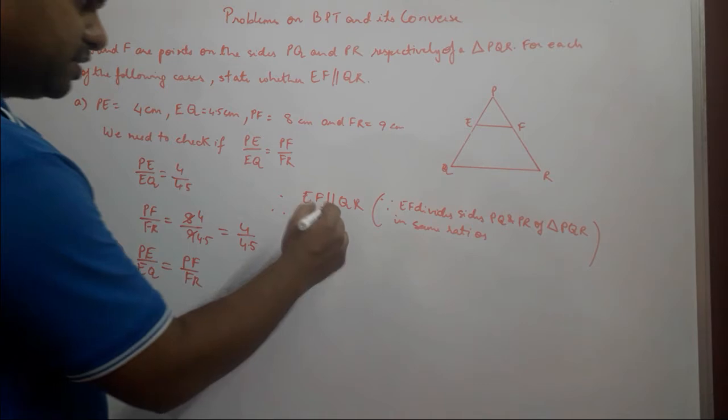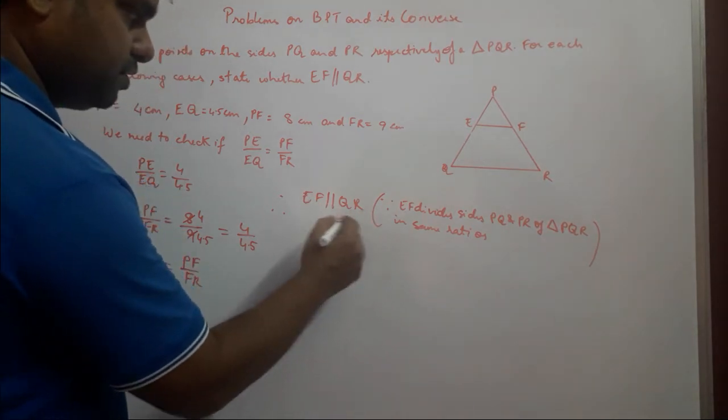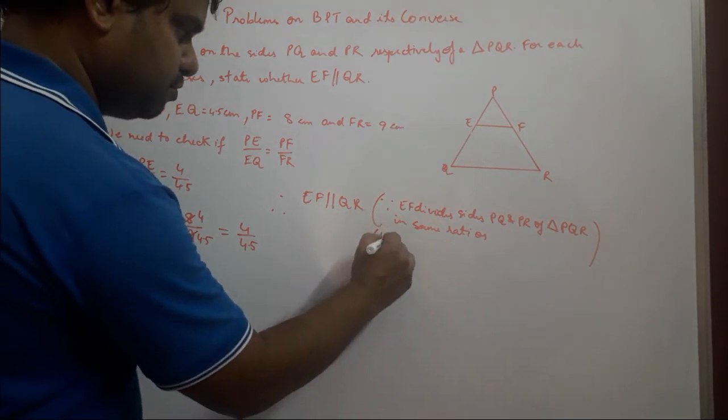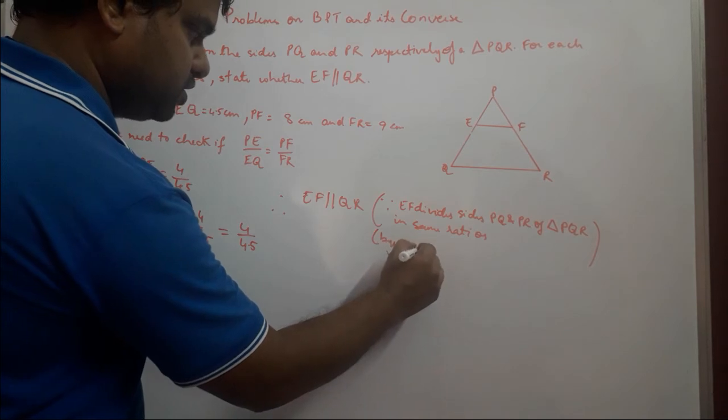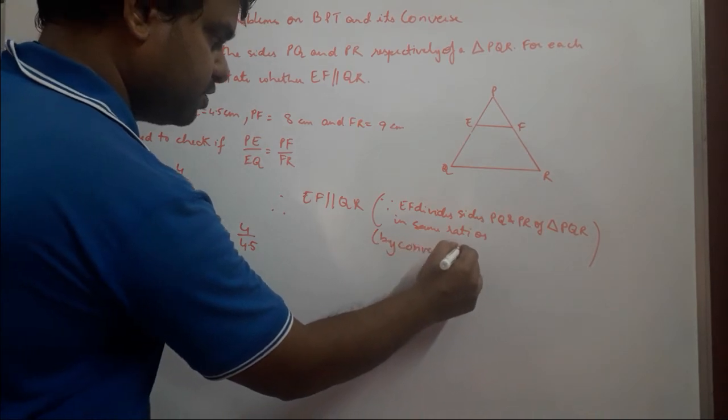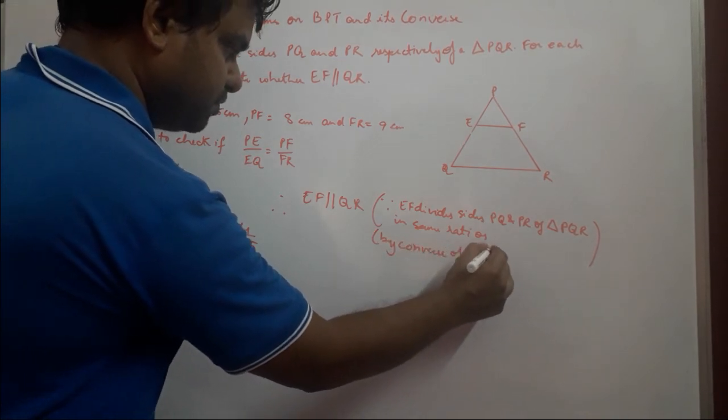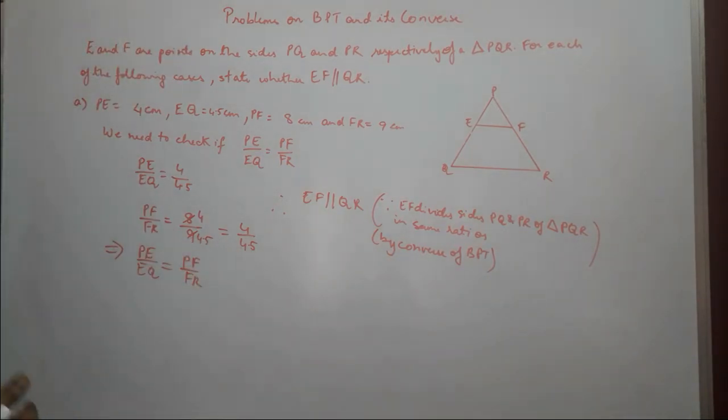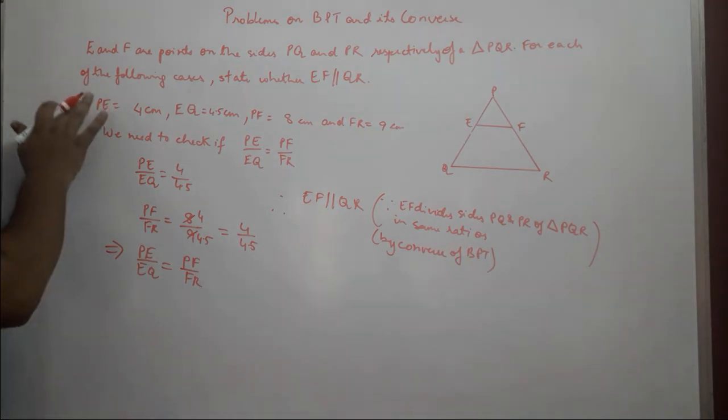So, and you can say by over here, you can say also by converse of BPT, because it is a theorem, it is converse of BPT that actually allows us to state that EF is parallel to QR. So that's the second one. Sorry, that's B.